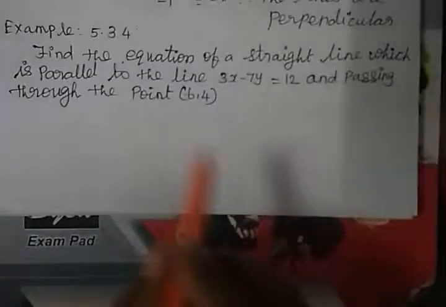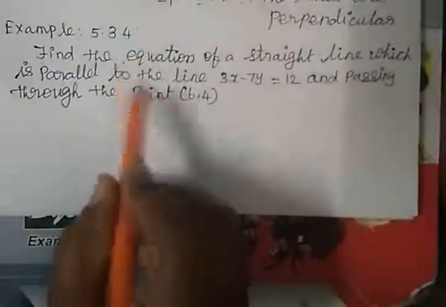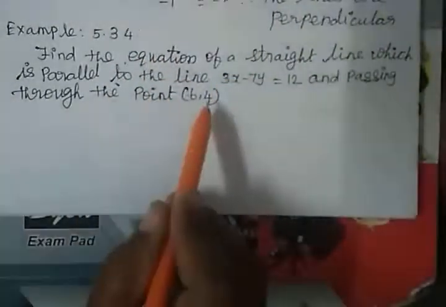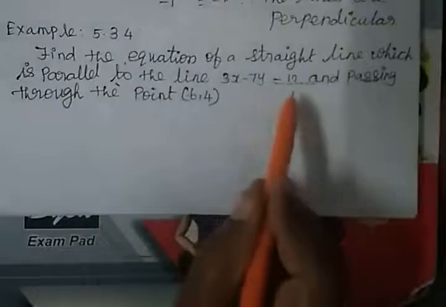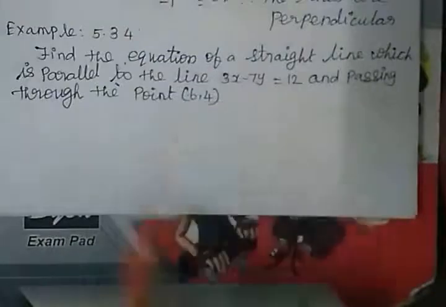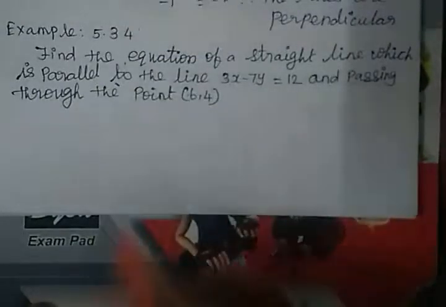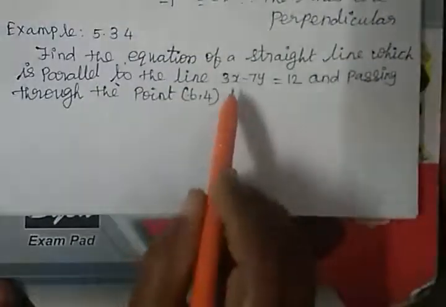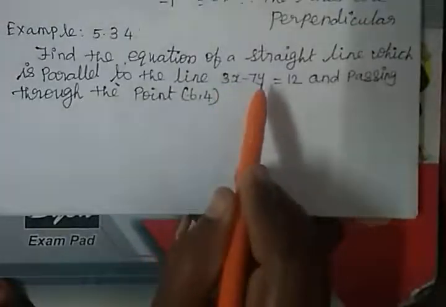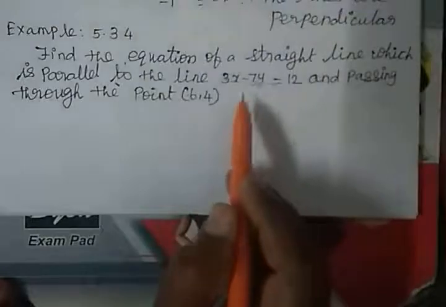The next example is 5.34. Find the equation of a straight line which is parallel to the line 3x minus 7y is equal to 12 and passing through the point (6, 4). Already we studied the lines are parallel. The coefficient of x and coefficient of y is not changed. The constant term only changed.